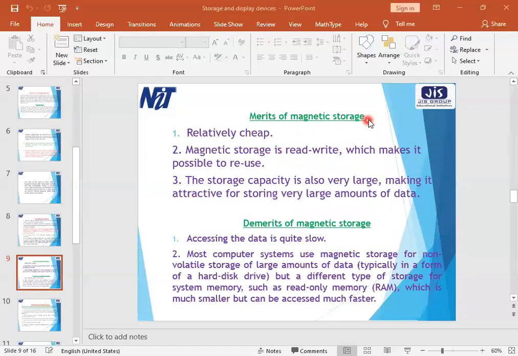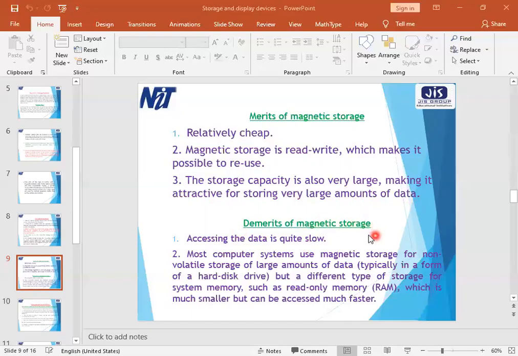Now, merits of magnetic storage. What are the merits of using magnetic storage devices? These are relatively cheap. Magnetic storage is read write, which makes it possible to reuse. If you have a magnetic storage device, we can read, we can write, we can delete. When we delete data, we can store other data at that place, so it can be reused. The storage capacity is also very large because of magnetism, making it attractive for storing very large amounts of data.